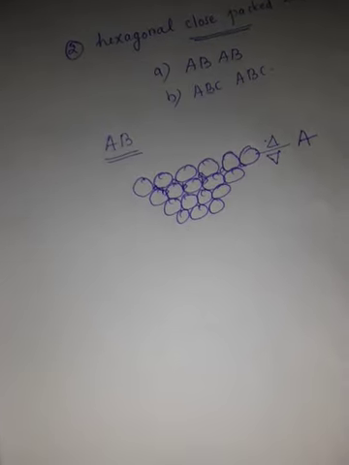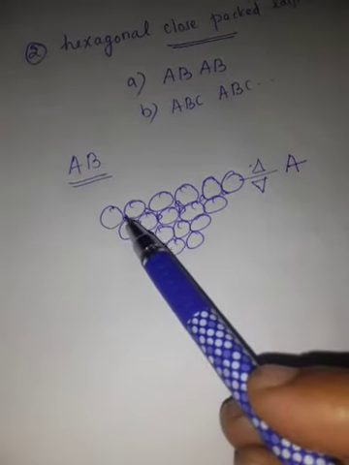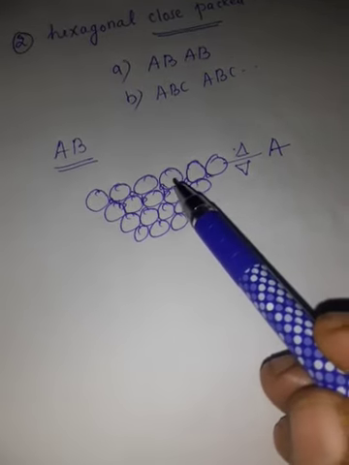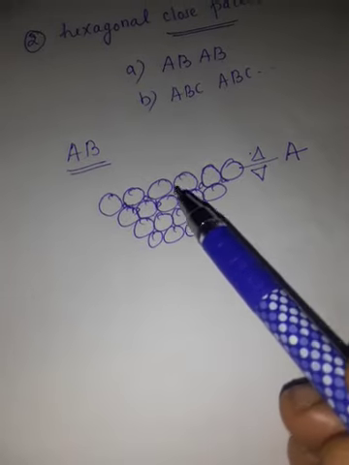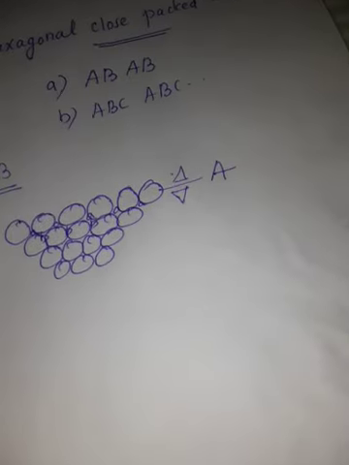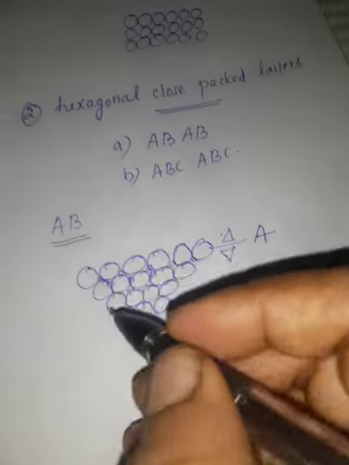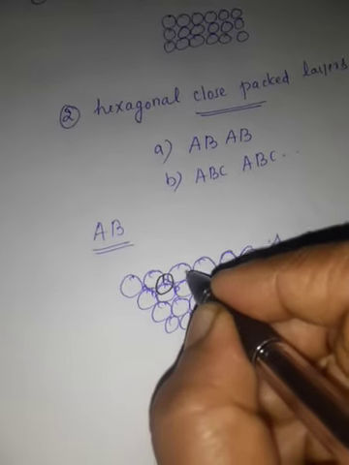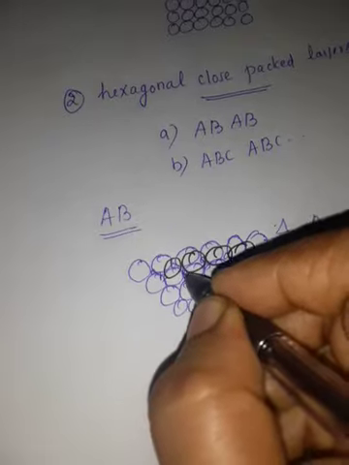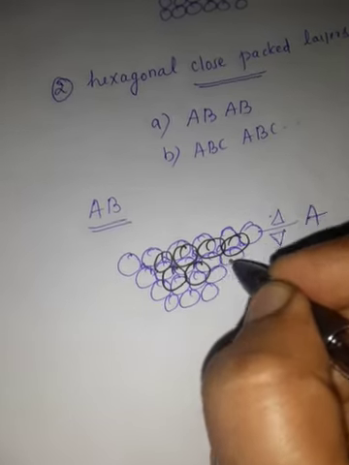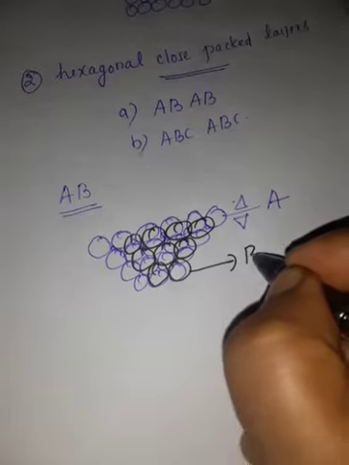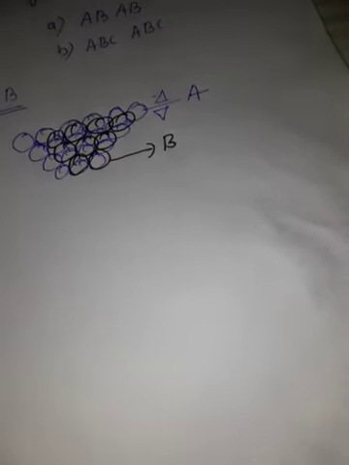Now, the second layer B can be placed in any one of the voids, either void A or void B. But it cannot be placed simultaneously on both the voids. Either on void A or on void B the second layer is kept. So now I am placing the second layer on void A. Void B is not occupied. This is layer B, kept on the void A.